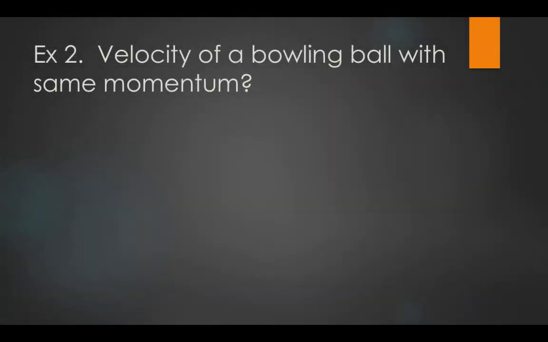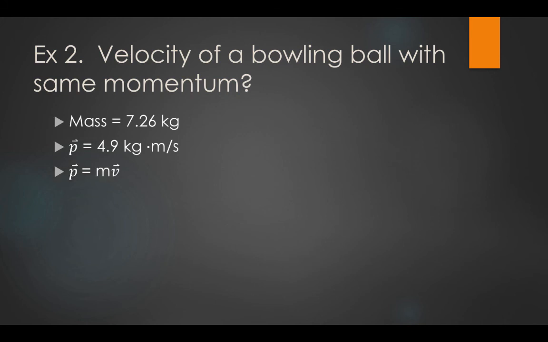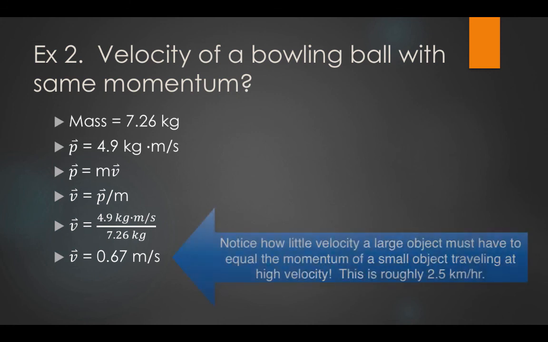Example number 2. How fast would a 7.26 kilogram bowling ball be traveling if it had the same momentum as the baseball that we just finished calculating? Well, the mass is 7.26 kilograms. Momentum was calculated as positive 4.9 kilogram meters per second. Momentum equals mass times velocity. Isolating for velocity, we have momentum divided by mass. Subbing in our values of 4.9 and 7.26, we find that the 7.26 kilogram bowling ball will have a velocity of positive 0.67 meters per second if it had the same momentum as the baseball.